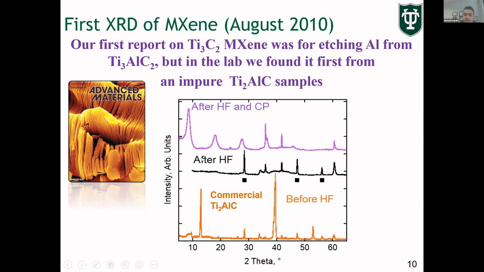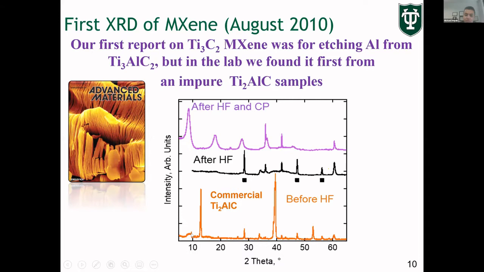And at that time, we also only got 10% after etching. So we start with 1 gram and we end up with just 0.1 gram. So eventually the idea was, okay, we have this titanium 2 aluminum carbon and the main peak, the 002, you see that around 12 degrees. It has some small impurity of titanium 3 aluminum carbon 2.